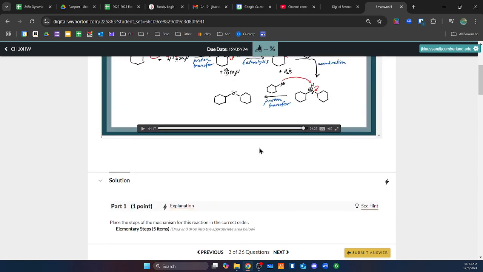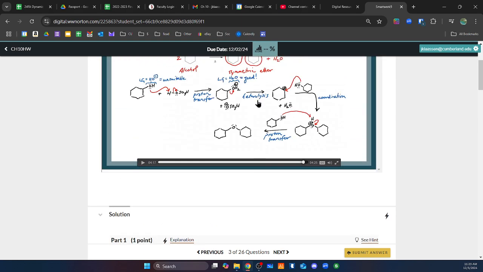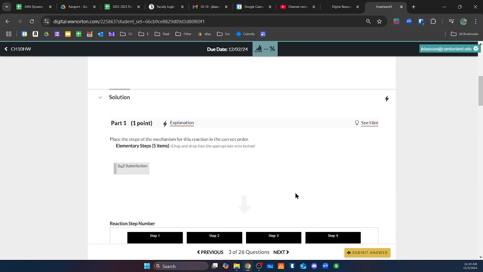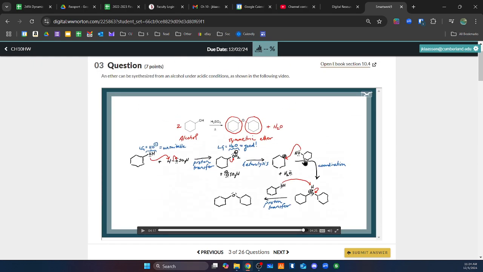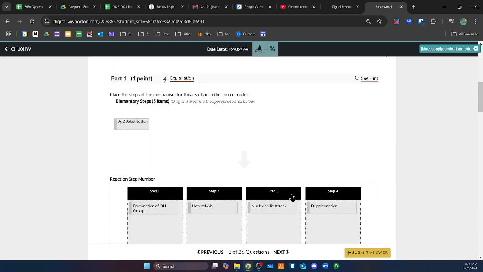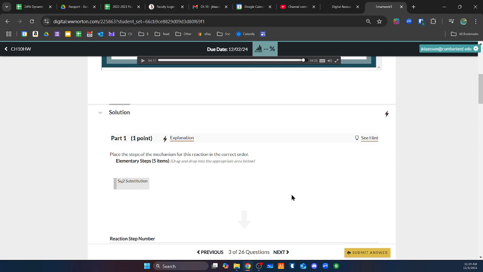Okay, so the heterolysis step is then the next step right there. And again, that's the leaving group leaving. It leaves with both electrons in the bond, which is heterolysis. The next one is nucleophilic attack. This is labeled here as coordination, which can be a little bit confusing. But the easier way to think about that is it's an SN style attack.